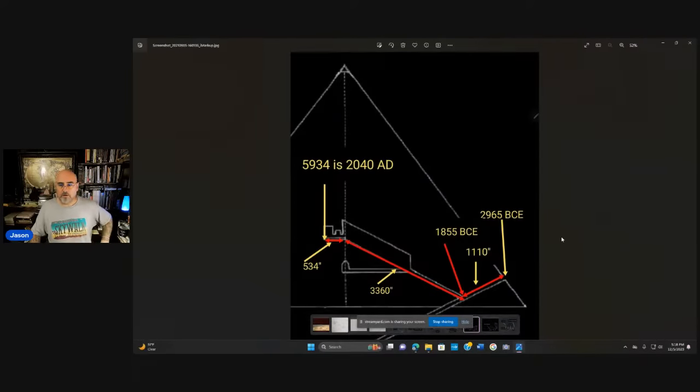Here's one right here. Oh, okay, this is just a better illustration showing the darkening of the sun, 2965 BC, 1,110 inches to 1855 BC. Nemesis X object appears, 3,360 inches all the way over here to the central axis conjunct of the entire pyramid, which divides it in equal halves north and south, adding 534 years for the length of the King's Chamber slab is 5934. 5934 Annus Mundi is the year 2040 AD.